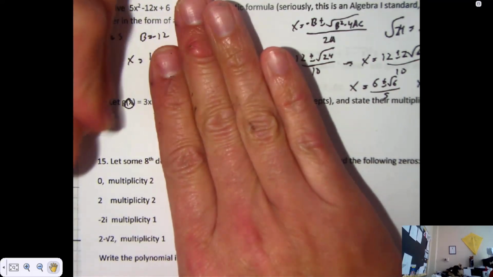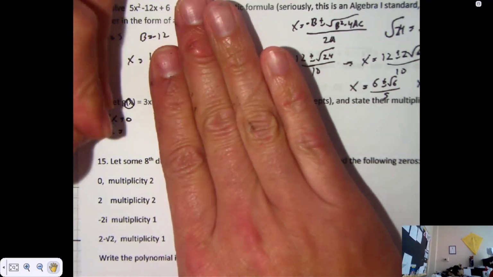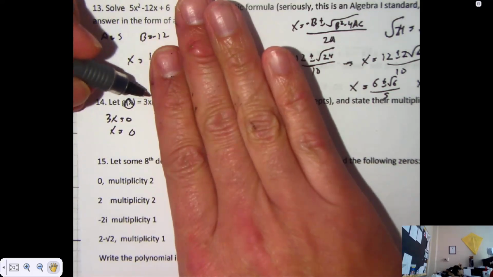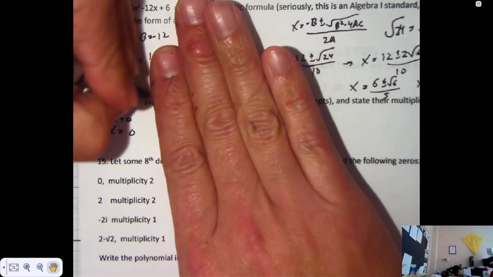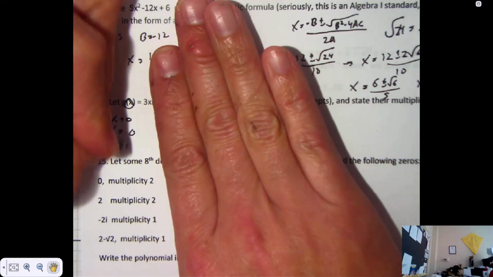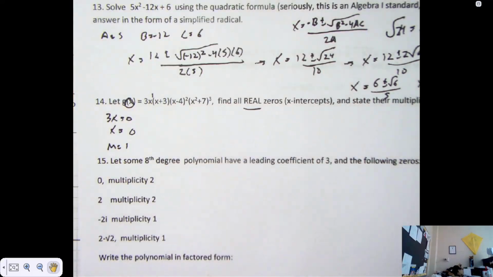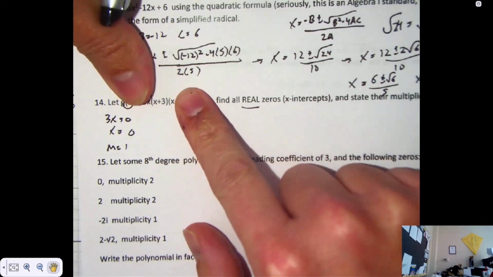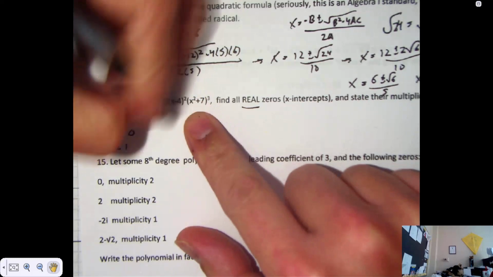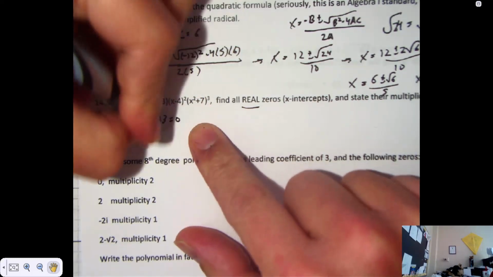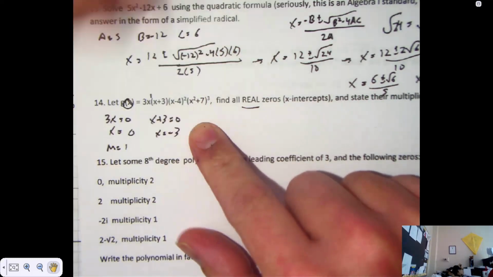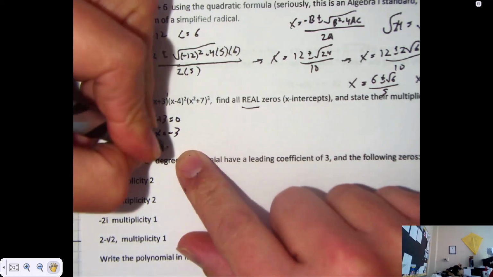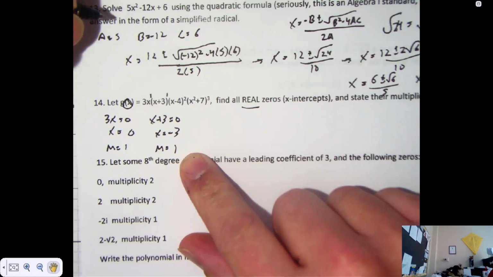3x is 0. What's x? 0. What's the exponent at x? 1. It's the first power. Multiplicity is 1. That 0 happens one time. Again, cover-up method. I have an x plus 3 equal to 0. What's x? Negative 3. What's the exponent on that parentheses? 1. Multiplicity is what? 1.